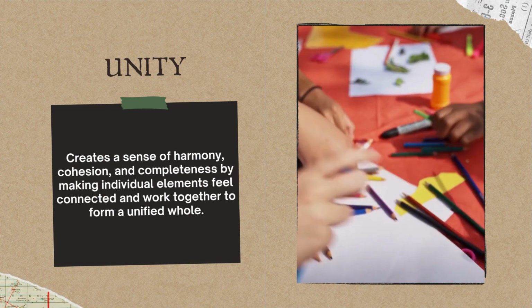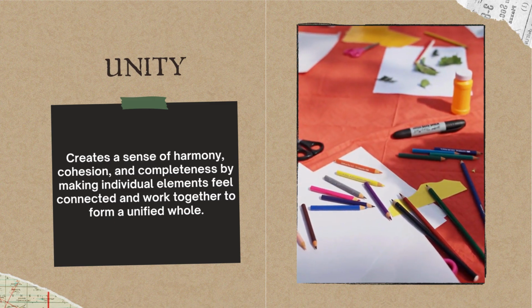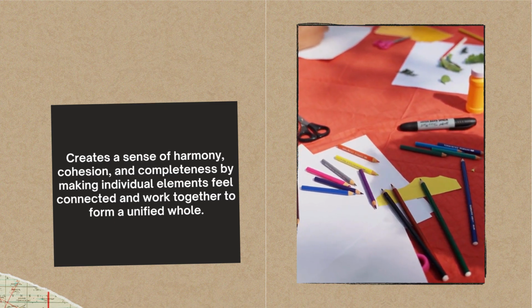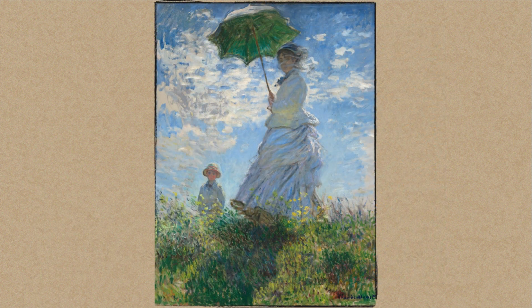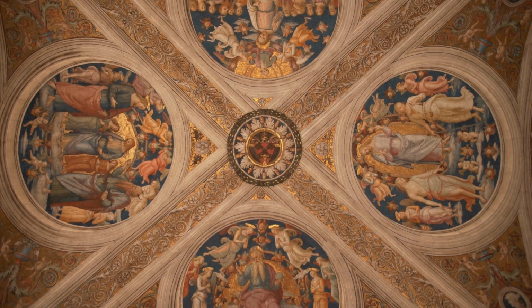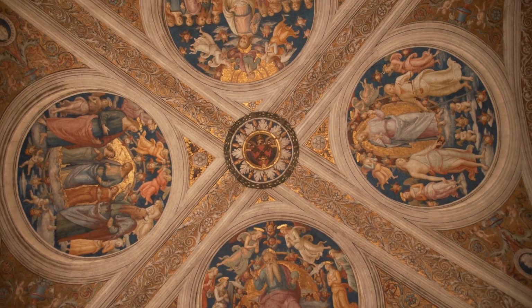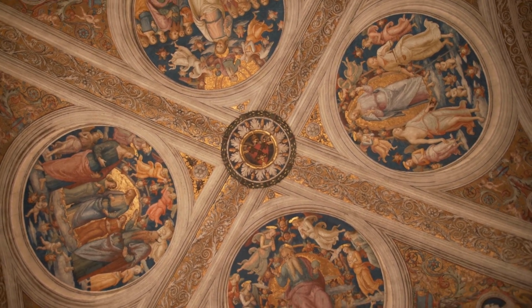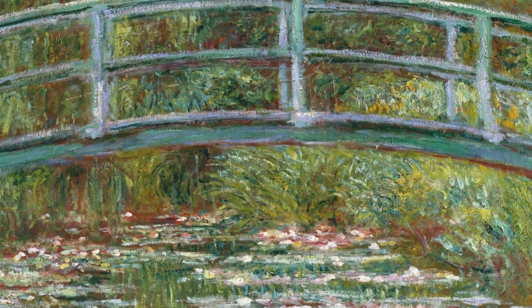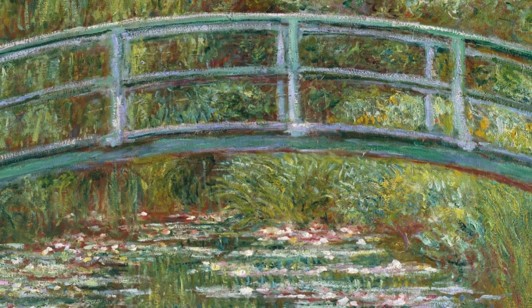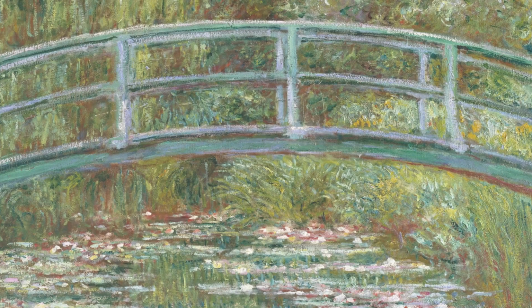Unity happens when all parts of your artwork feel like they belong together. Monet's color choices create harmony across the whole painting. Great art doesn't use just one principle, it blends several. Think about Monet's water lilies. There's balance, movement, unity, and emphasis all at once.